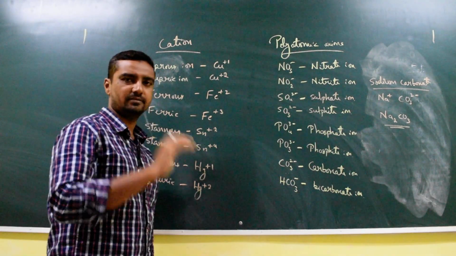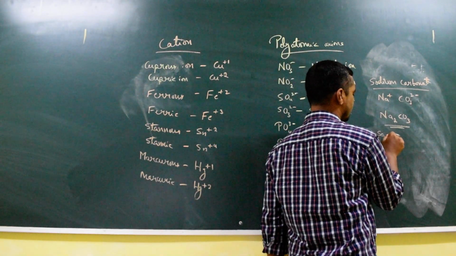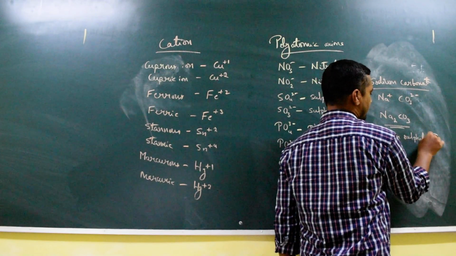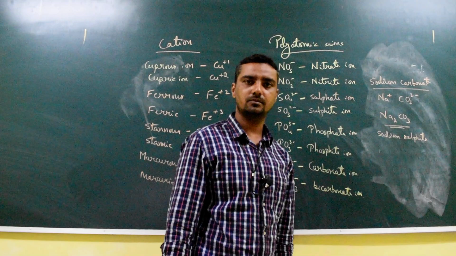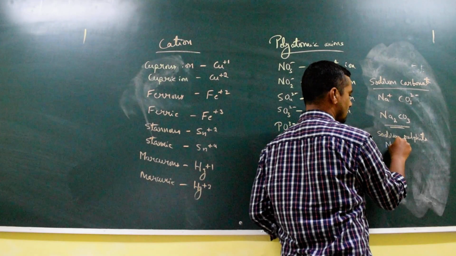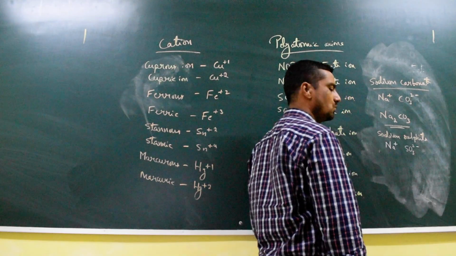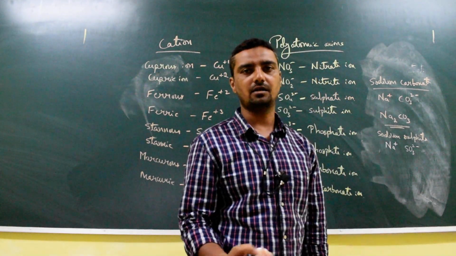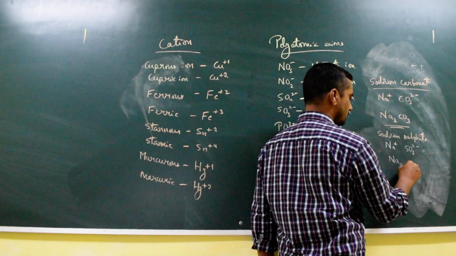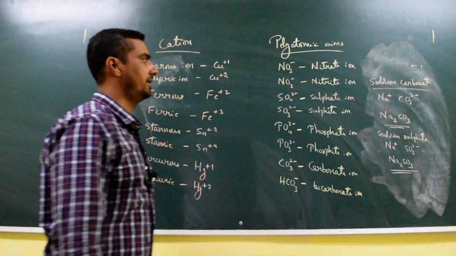Now sodium sulfite. I want to know the formula for sodium sulfite. It's not sulfate, it's sulfite. Sodium is Na plus, and sulfite is SO3 2 minus. In sulfite, one oxygen is less as compared to sulfate. So now it becomes Na2SO3. Sodium sulfite.